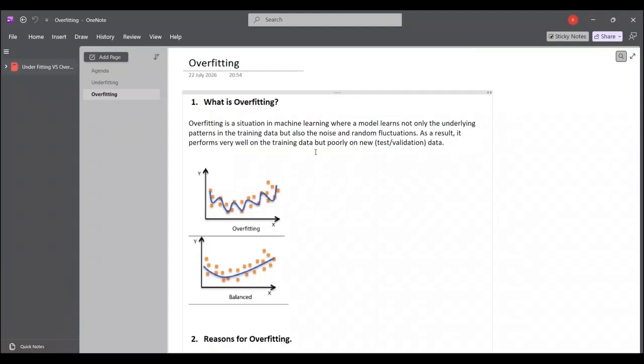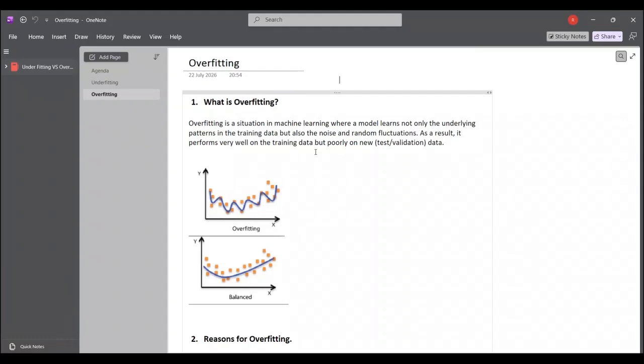From the graphs, we can see the model in case of overfitting tries to match almost all the data points, including the noise and the outliers, whereas the model which does not overfit captures the true patterns present in the data. In simple terms, overfitting occurs when a model memorizes the training data instead of learning the underlying patterns. As a result, it achieves very high accuracy on the training data, but fails to generalize and performs poorly on unseen data.